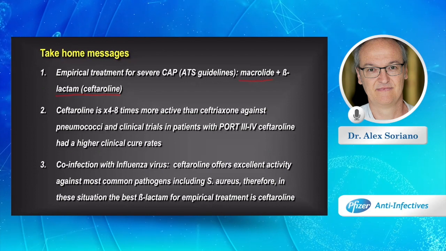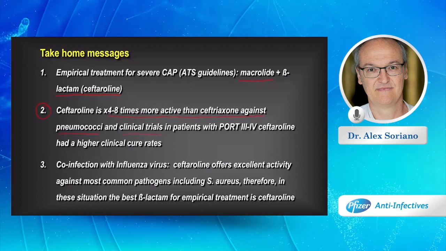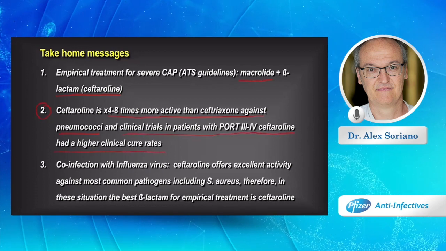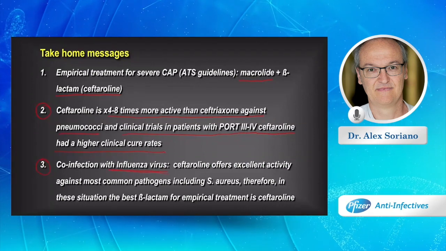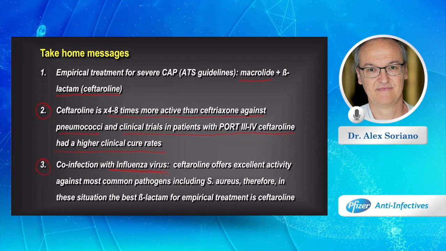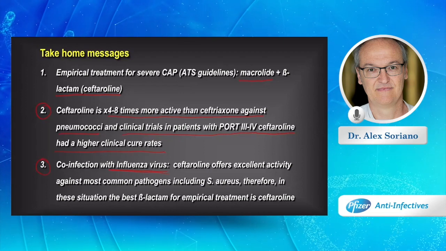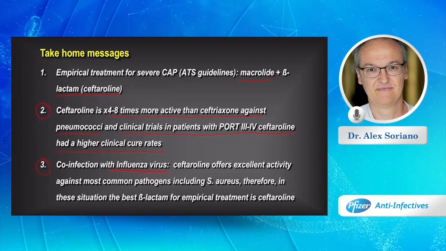Second, ceftaroline is 4 to 8 times more active than ceftriaxone against pneumococcus. And in the clinical trials in patients with PORT 3 and 4, ceftaroline had higher clinical cure rates. Third, co-infection with influenza viruses is an area where Staph aureus is so prevalent. And ceftaroline offers in this situation an excellent activity against not only pneumococcus, but also Staph aureus. And therefore, in this situation, I think that the association of ceftaroline with a macrolide would be, in my opinion, the best first-line option. Thank you very much for your attention.